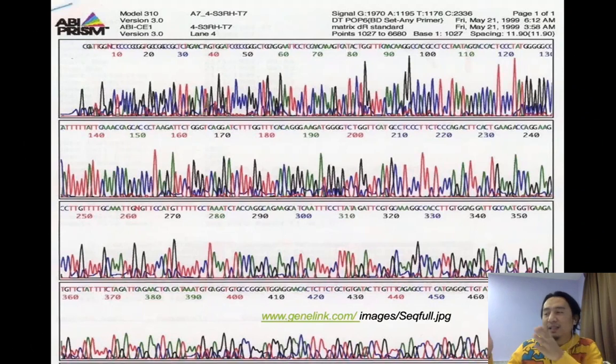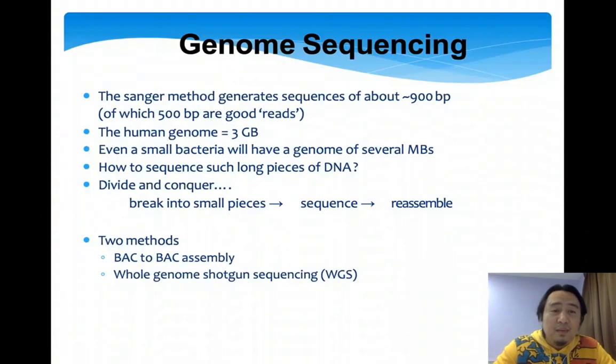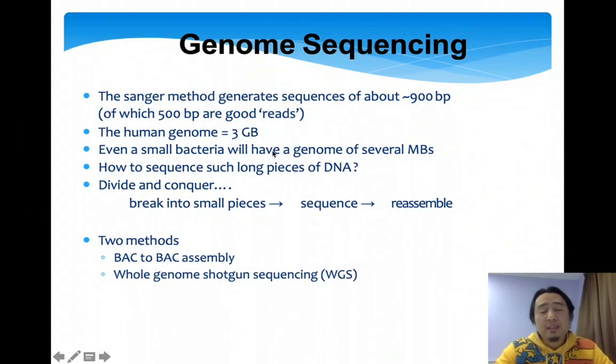Right? So that's why we have to make primers. If your DNA sample is short, like 500 base pair or 600, 700 base pair, it's not a problem. You want to do sequencing. Okay? But the human genome is actually 3 GB, too long, billions of genes, the human genome. Even a small bacteria has a genome of several MB. Okay? So how to sequence such a long piece of DNA? So this is the problem.